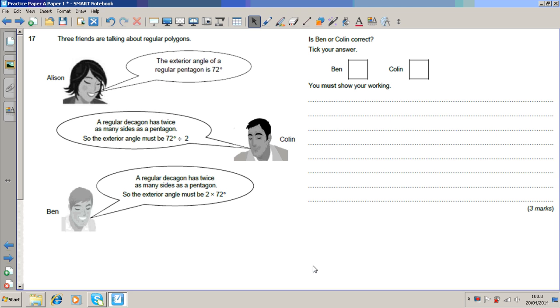Three friends are talking about regular polygons. The exterior angle of a polygon, of a pentagon, is 72. A regular decagon has twice as many sides as a pentagon, so the exterior angle must be 72 divided by 2. A regular decagon has twice as many sides as a pentagon, so the exterior angle must be 2 times 72. Is Ben or Colin correct? So Alison's correct.